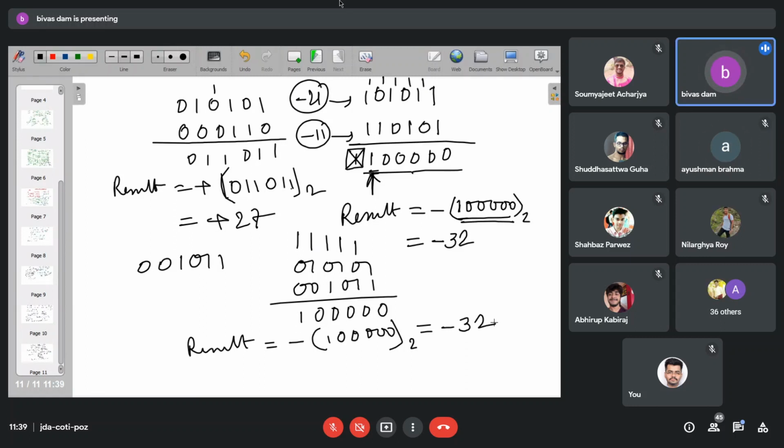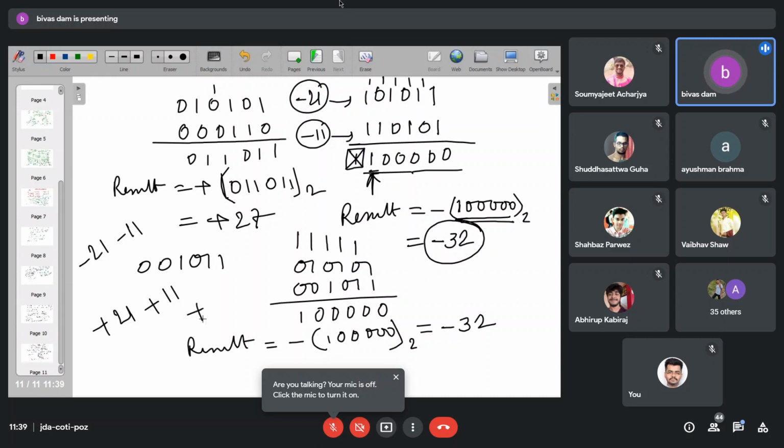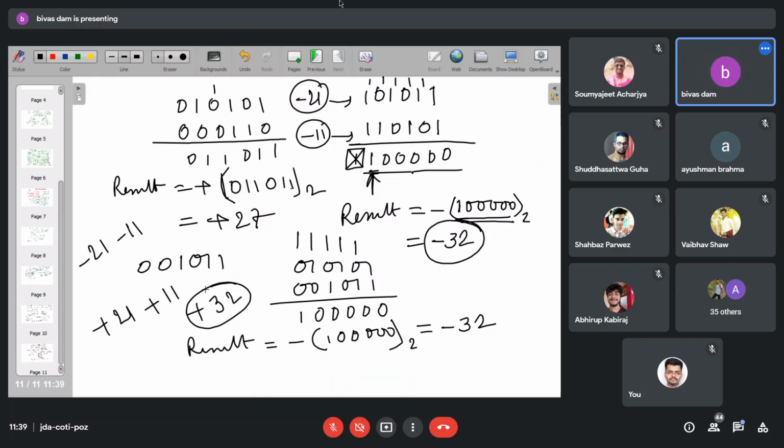Why has overflow occurred for plus 21 plus 11 but not for minus 21 minus 11? Sir, because the range is more on the negative side. Yes, as it is a 6-bit number system, the range is minus 32 to plus 31. So the minus 32 required result is well within my capacity. But here my required result is plus 32, which is going beyond my capacity. So that's the reason for the overflow.